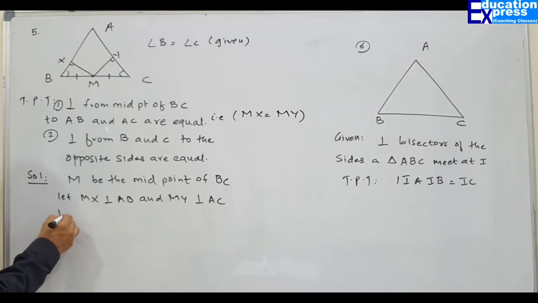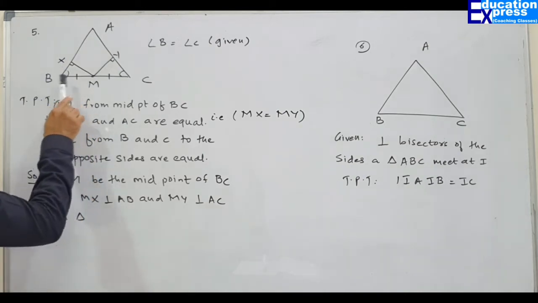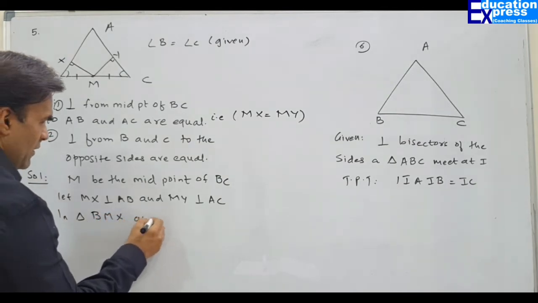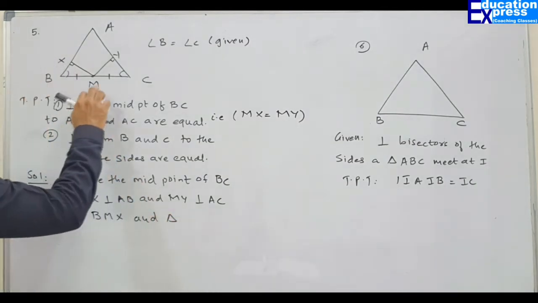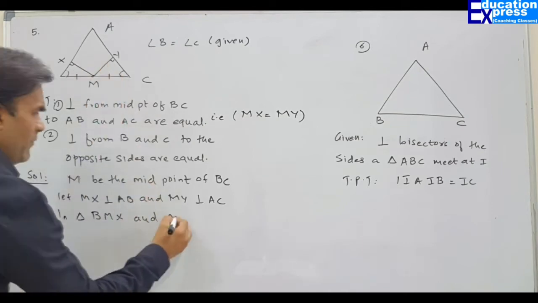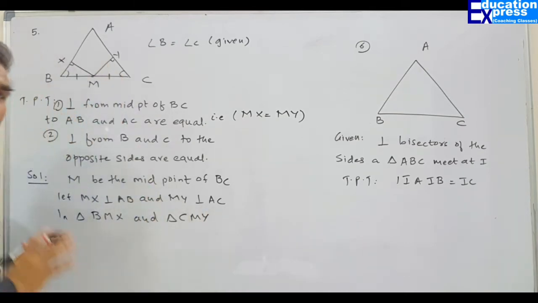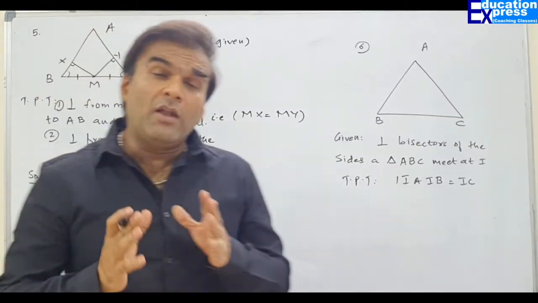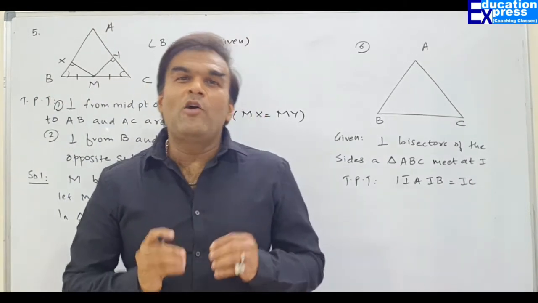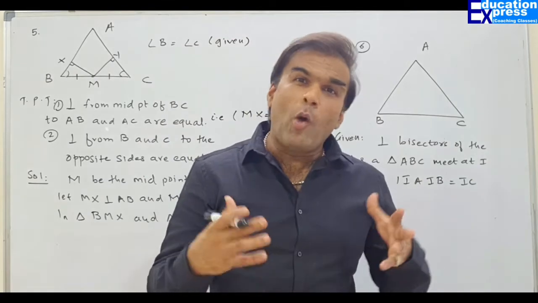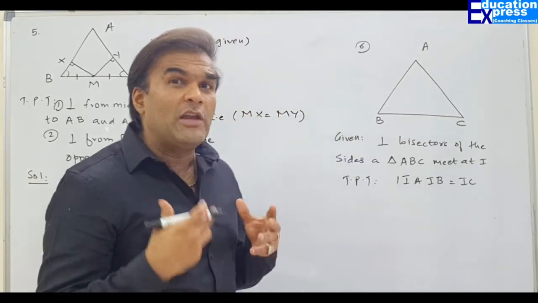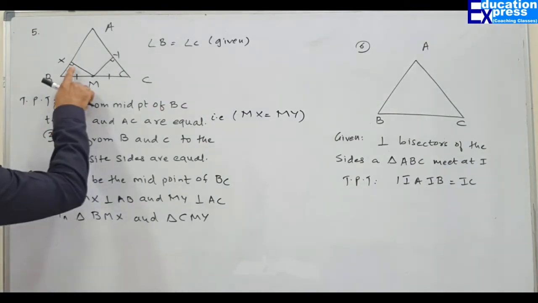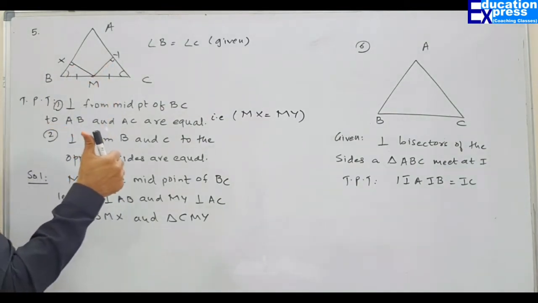How? In triangle BMX and triangle CMY, what has sir taught you? Whenever we have to prove that triangles are congruent, what do we have to do? Sir, we look for three pieces of information that could be obvious or that we have to find. Let us see if there is any obvious information. 90-90, it's obvious information.